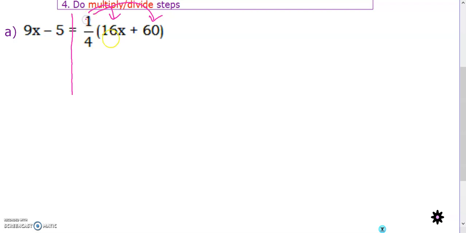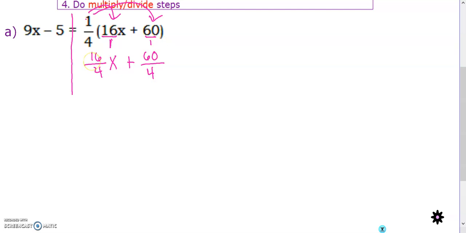So I have 1 times 16, that's just 16. And 4, I'm going to put a little 1 underneath here. So I remember I'm practicing my fractions. So this is going to be 16 over 4x plus 1 times 60 is 60. Again, put it over 1 so I can work with the fraction. 4 times 1 is 4.